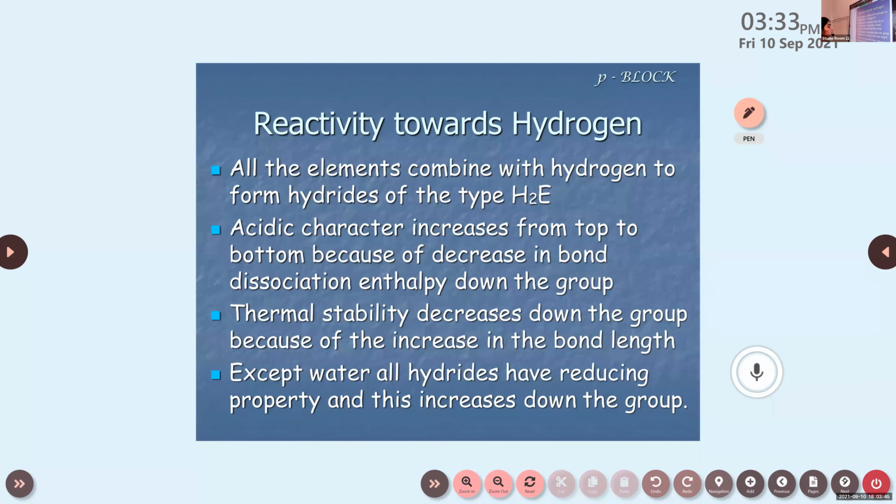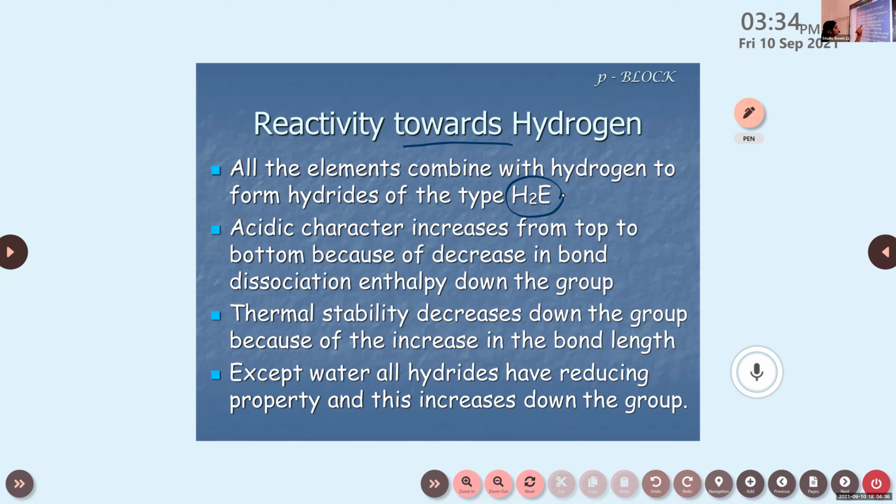Then about the reactivity of group 16 elements towards hydrogen, oxygen and halogens. First, we will start with hydrogen. All the elements combine with hydrogen to form hydrides of the type H2E. This is the general formula for the chemical bond formation between hydrogen and the elements in this group. H2 for hydrogen, and E stands for the elements present in group 16. Clear, children? H2O, H2S, H2Se for selenium, then tellurium, H2Te, like that. So the general formula for the reaction with hydrogen is H2E.